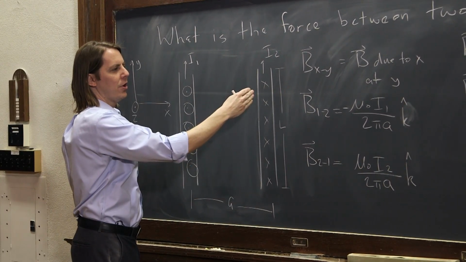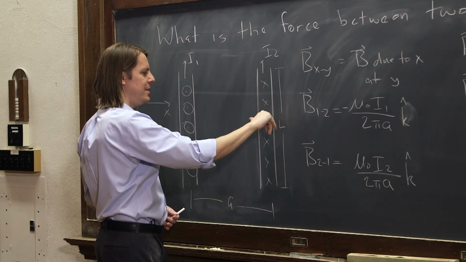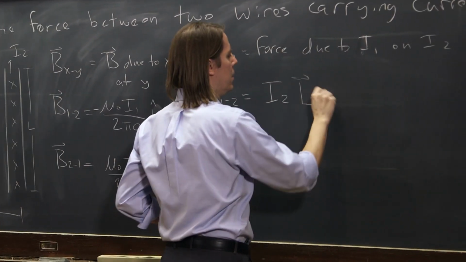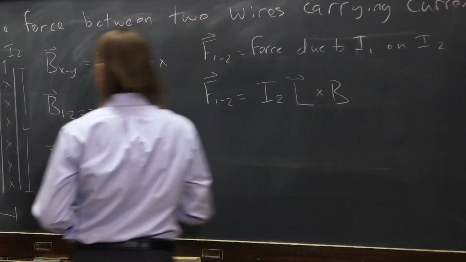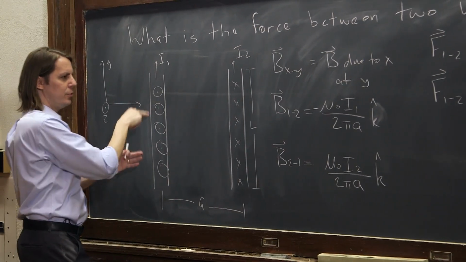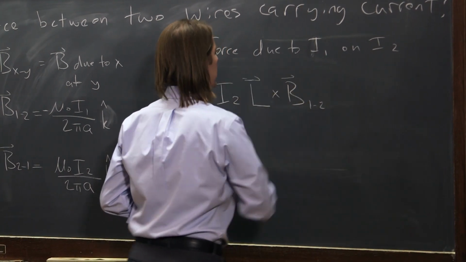And then L is going to be crossed with B. So if we have this up crossed with B like that. Now it's crossed with which one? It's crossed with B12, the magnetic field due to 1 at 2. So B12, like that.